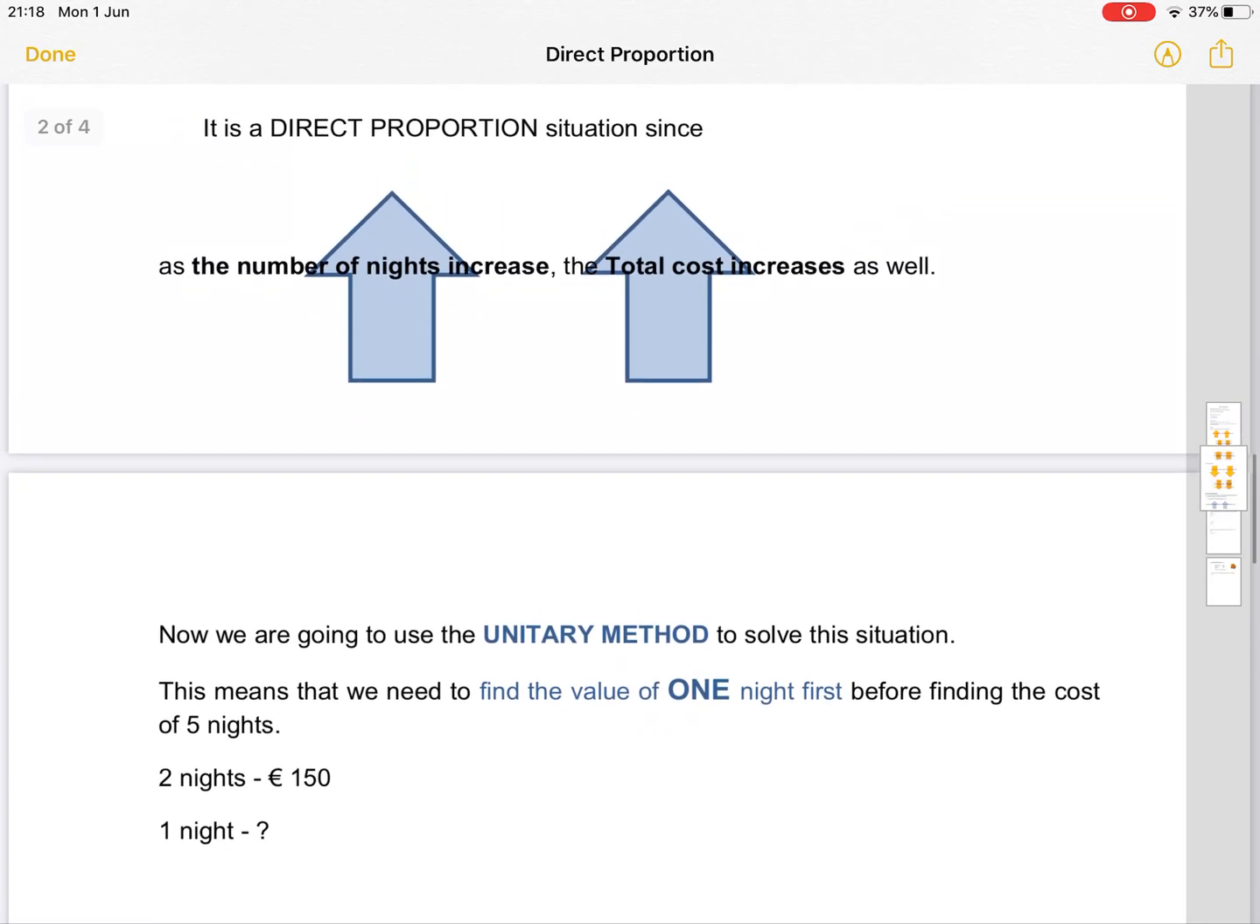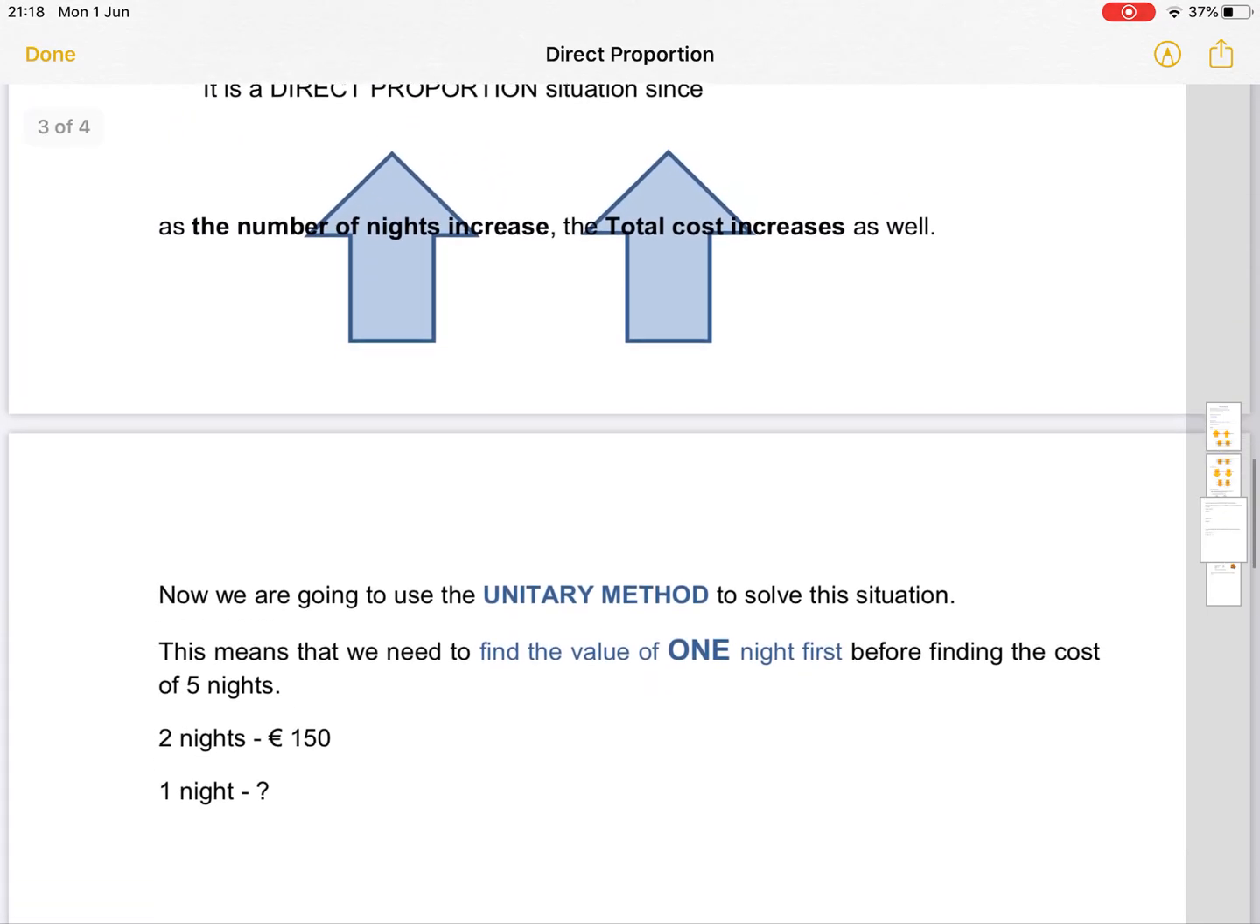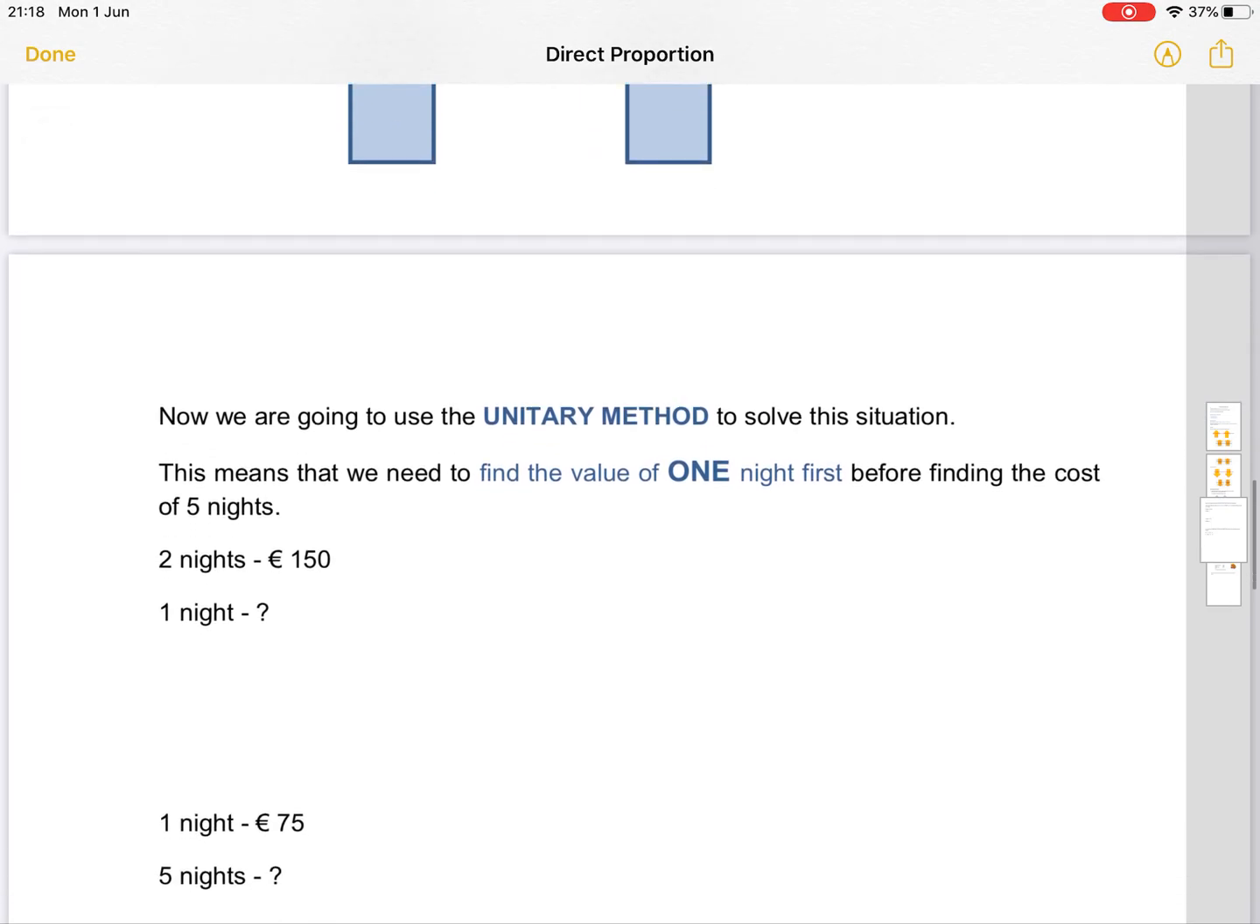2 nights will cost 150 euro. So 1 night, how much will it cost? To work out the cost of 1 night, I have to divide 150 by 2. So the cost of 1 night is 75 euro. When I need to find the value of 1, I always divide, right? To find the value of 1, I always divide.